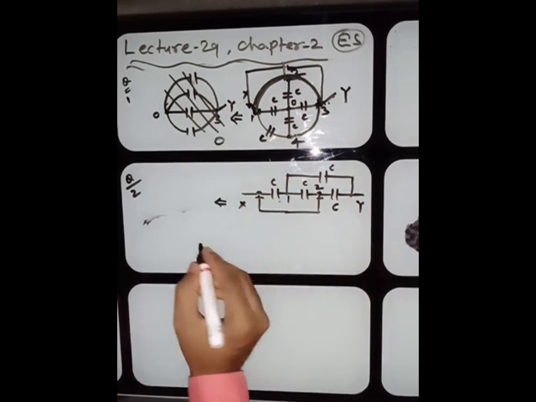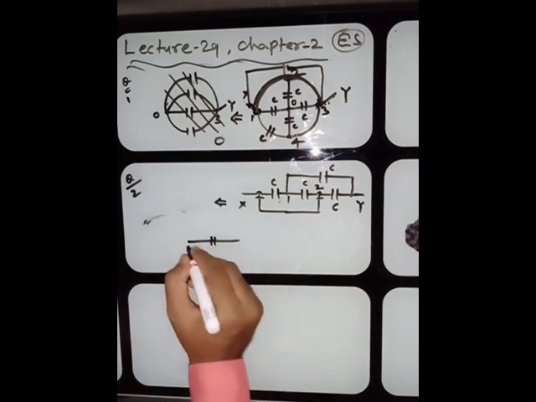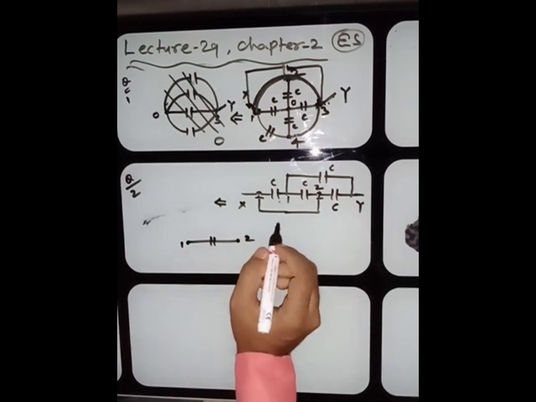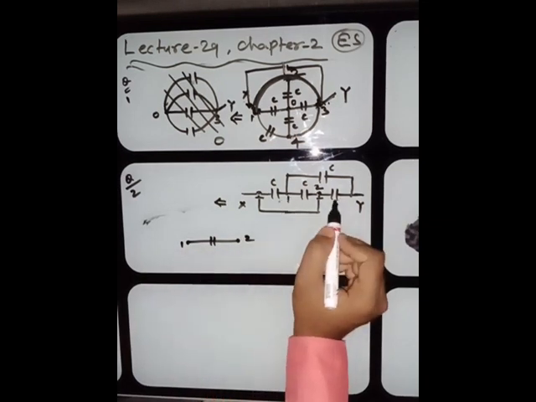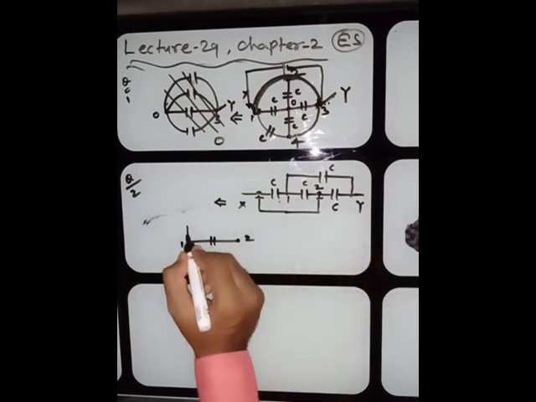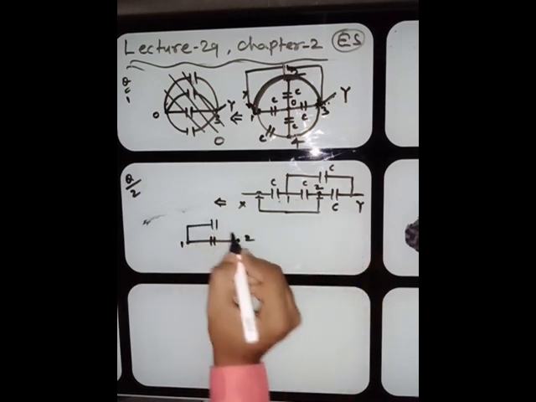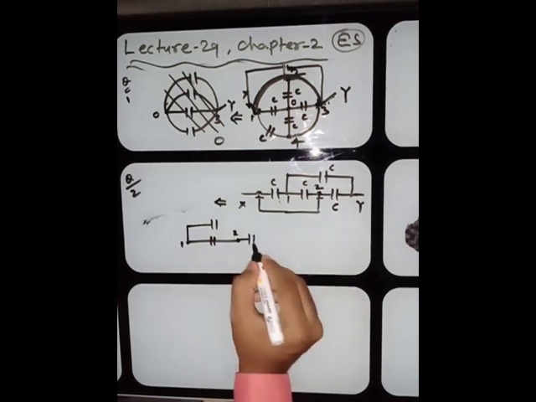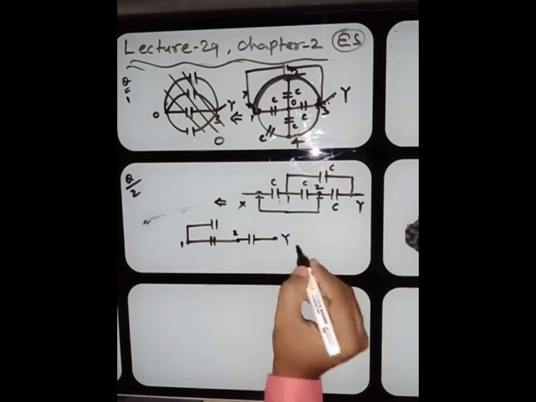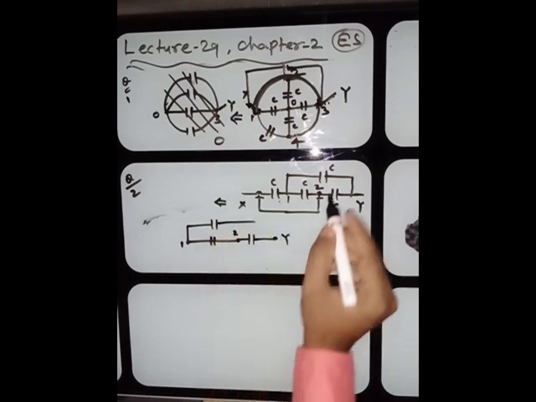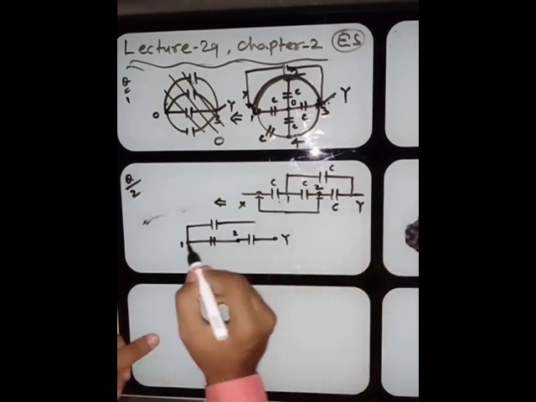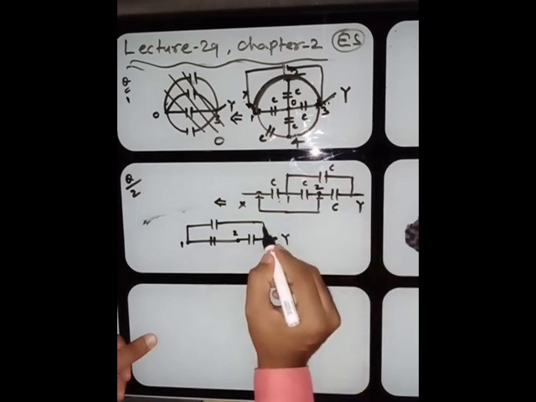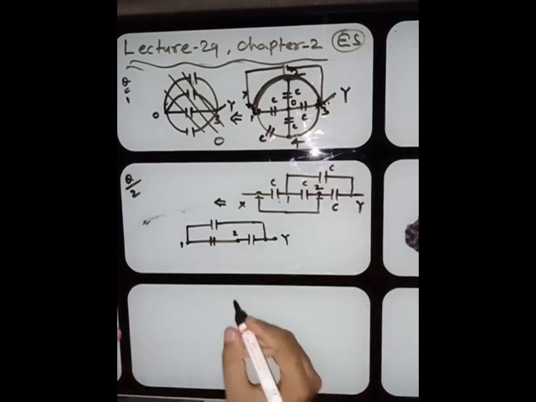So between 1 and 2 we are having a capacitor. This is the point 1 and 2. Now from 1 and 2 we are having a capacitor which is going to the point Y. There's a capacitor, this is the terminal Y, and this point 1 goes to point Y with a capacitor.